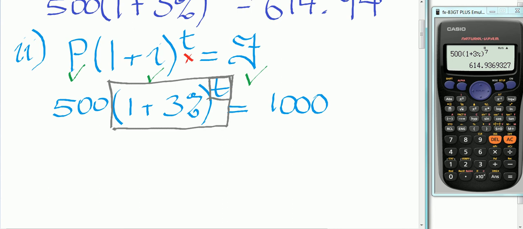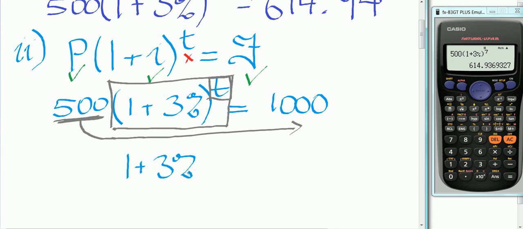But before I do that, I can easily get rid of this 500, because if it's been multiplied by something on this side, then I can divide it by the other side. So what do I have? I have 1 plus 3% up to the t equals 1,000 over 500.